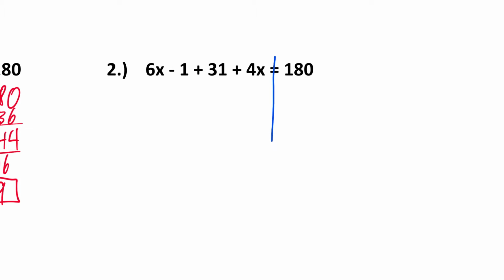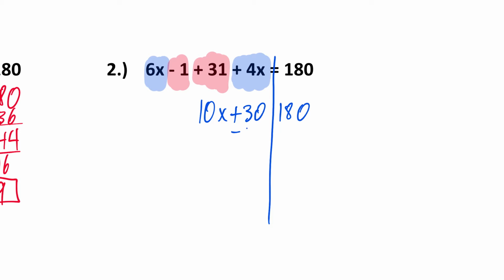Okay, number 2. So same thing, combine like terms, 6x and 4x. So what does 6x and 4x make? 10x. All right, and then a negative 1 and a positive 31. What do those make together? 30. Positive 30.